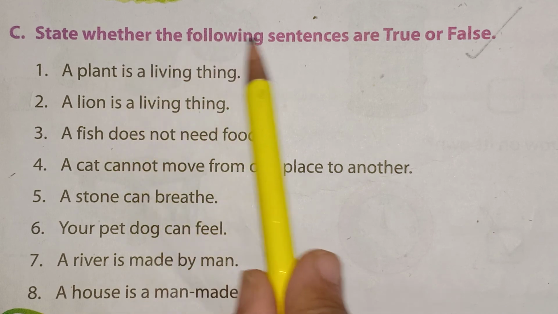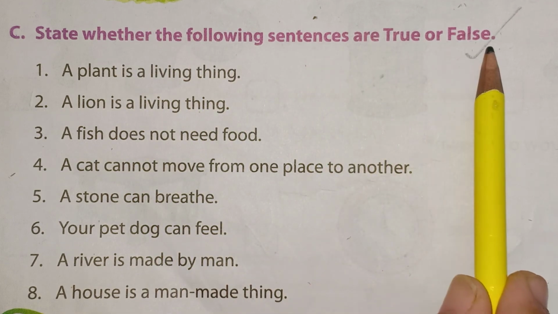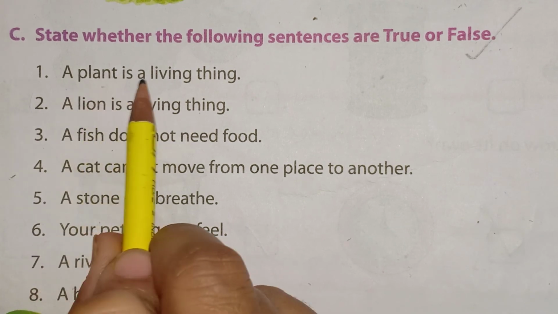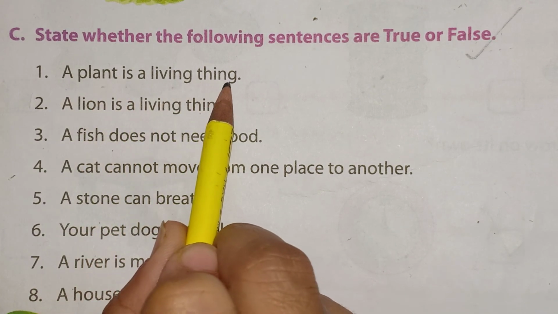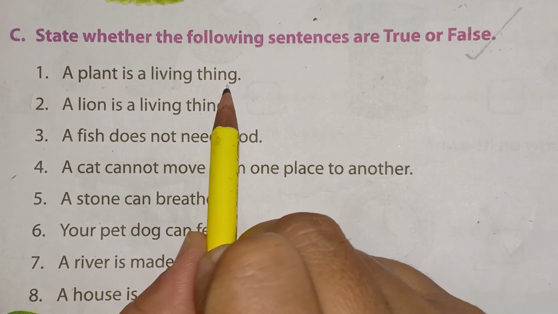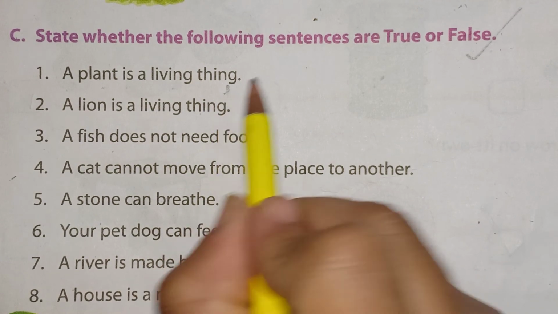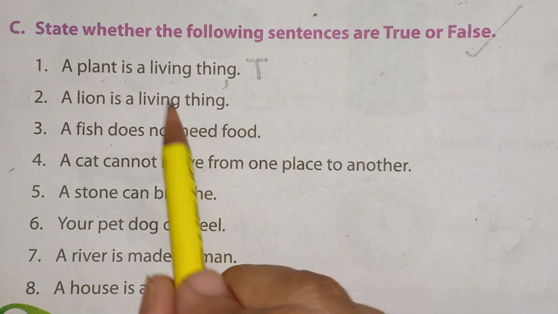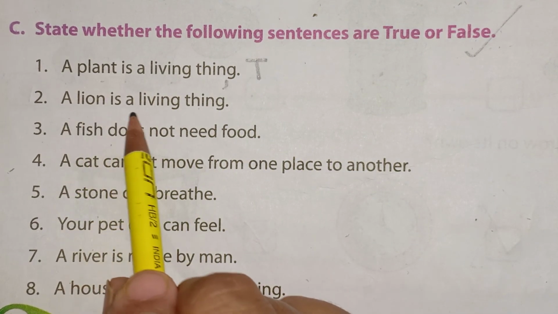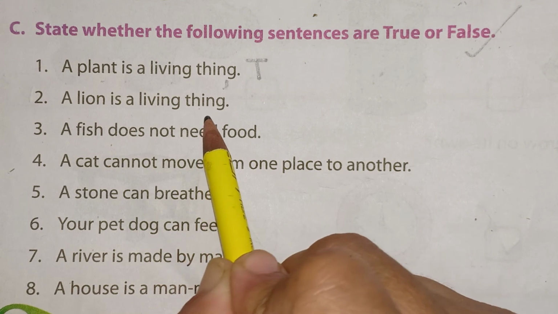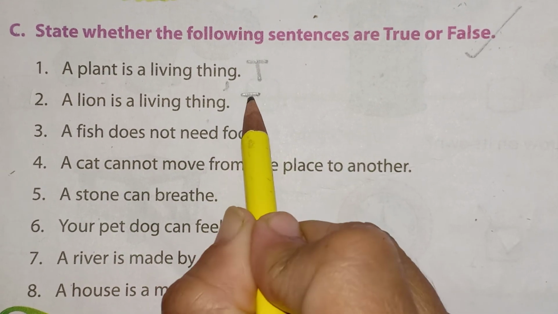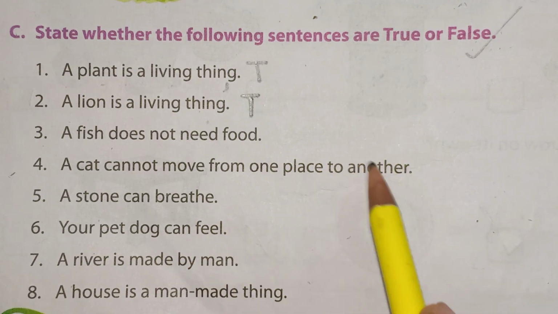State whether the following statements are true or false. The first one is a plant is a living thing. Plant is a living thing? Yes. If your answer is yes, then it is true. A lion is a living thing? Yes, lion is a living thing. So your answer is yes. It means it is true.